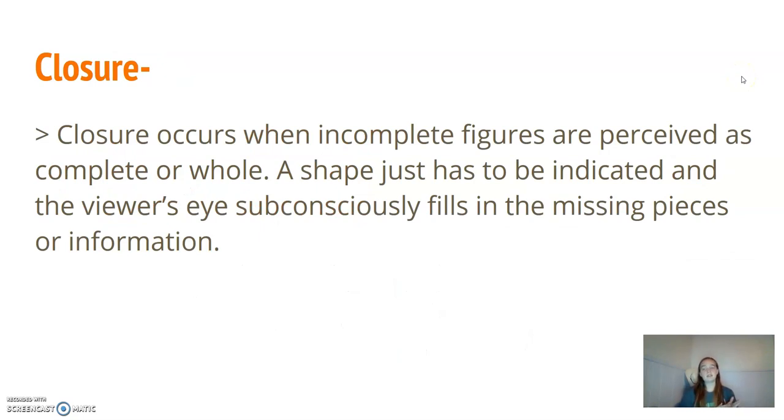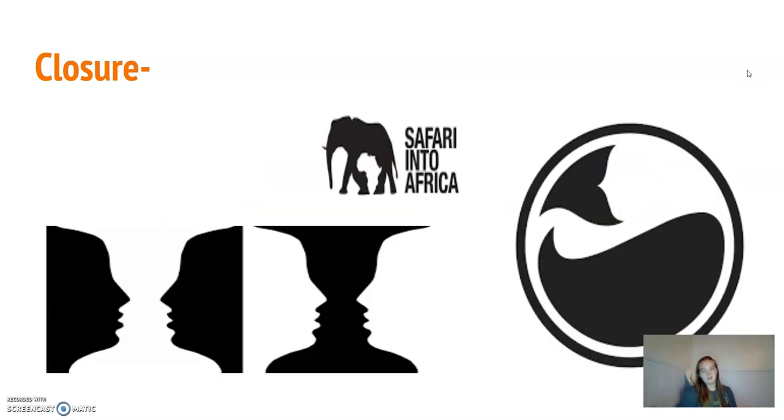And our last principle is closure. Closure occurs when incomplete objects are perceived as complete or whole. A shape just has to be indicated, and the viewer's eyes subconsciously fill in the missing pieces of information. Basically, it's best if I just show you in the next images.